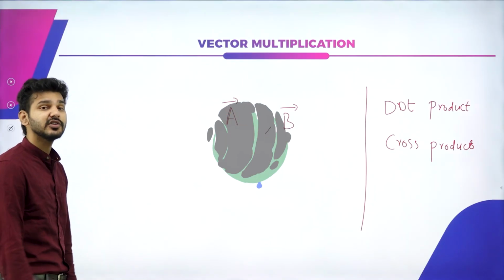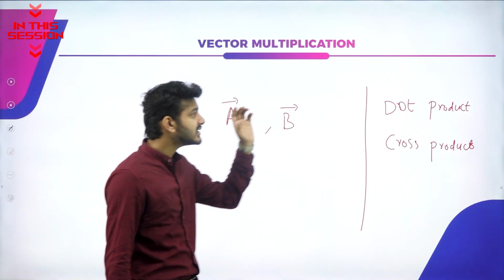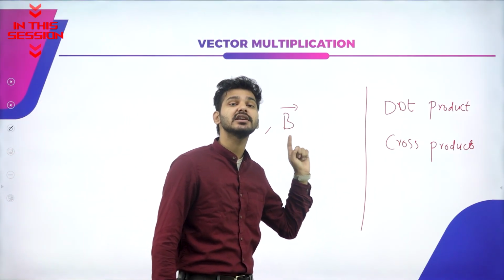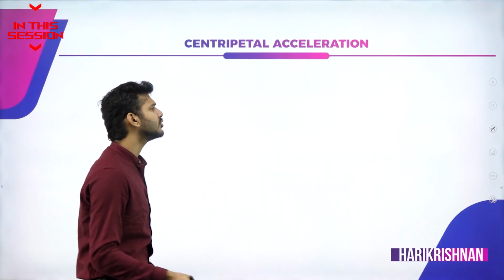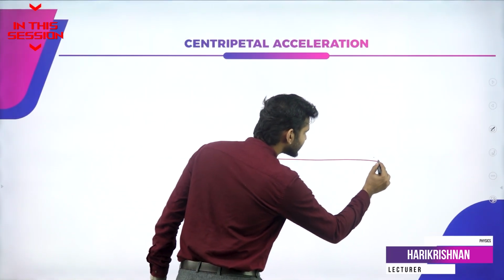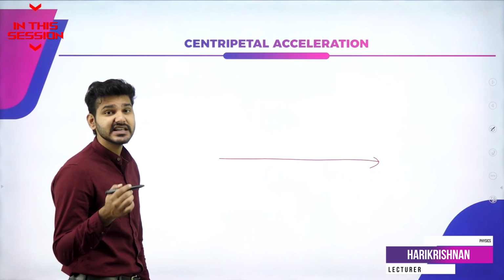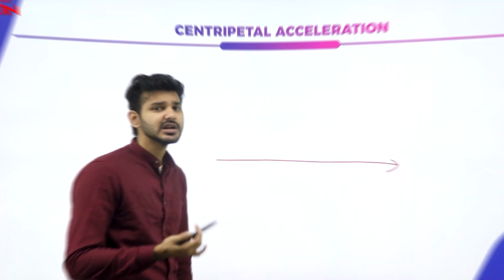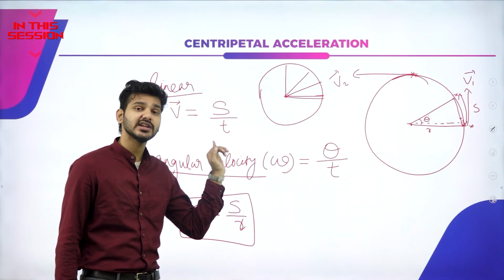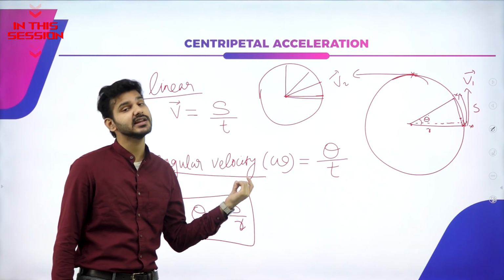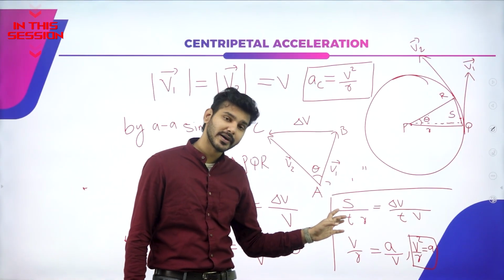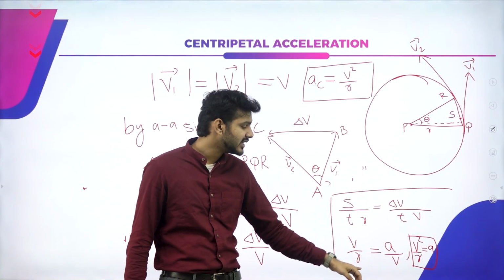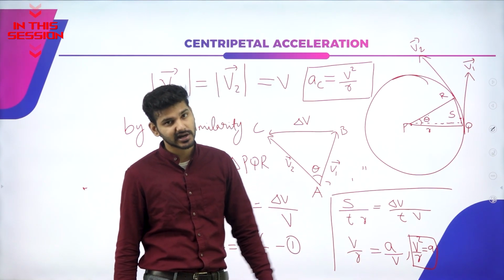There are two possible ways in order to multiply them. One is dot product and the other one is cross product. So we do know that motion exists in a straight line, that is known as linear motion or simply rectilinear motion. And now we also have to find a relation between angular velocity and linear velocity. Dividing throughout by t, we will get the equation for centripetal acceleration.